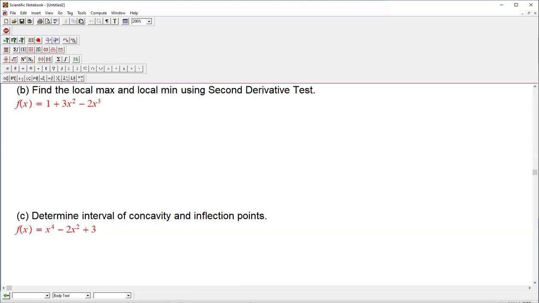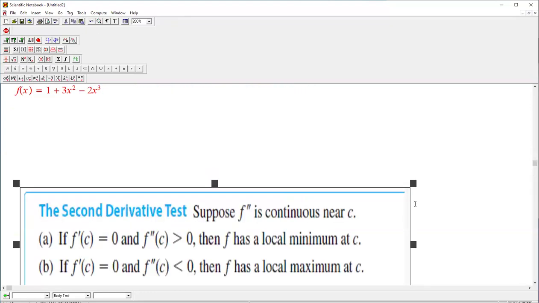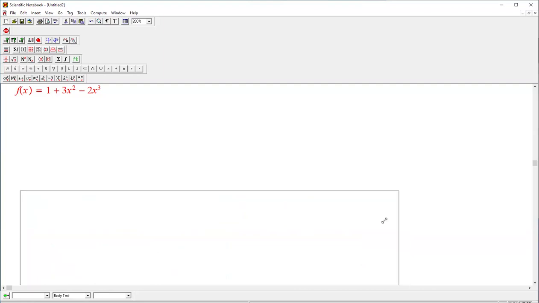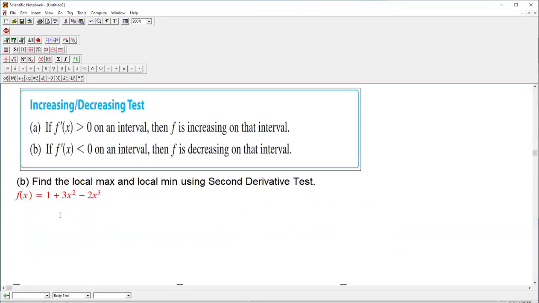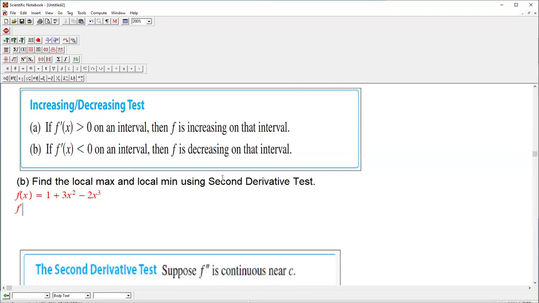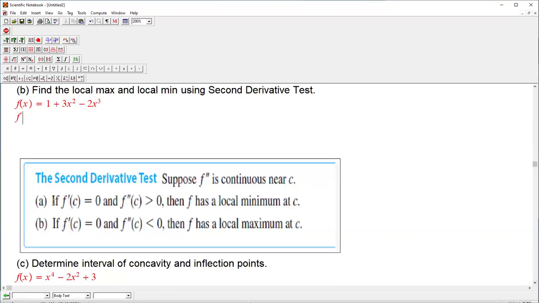Right, that's the second derivative test. All we have to do is find the first derivative, because in the second derivative test we need to find the critical numbers. And then we test the second derivative's value at the critical point.